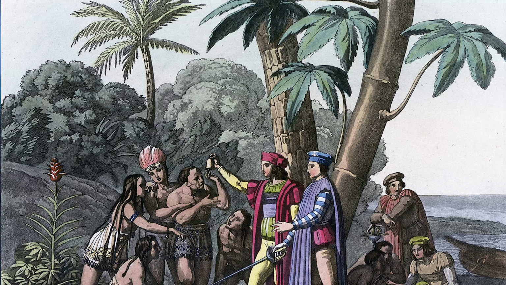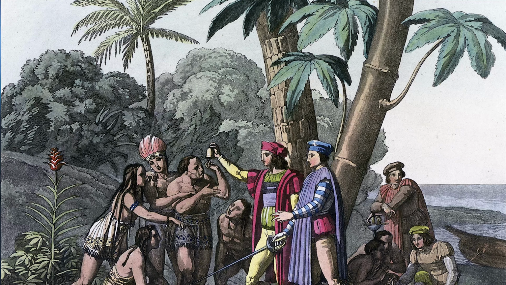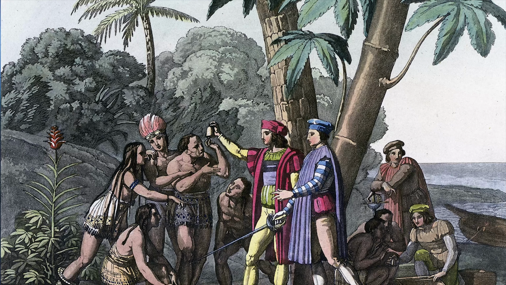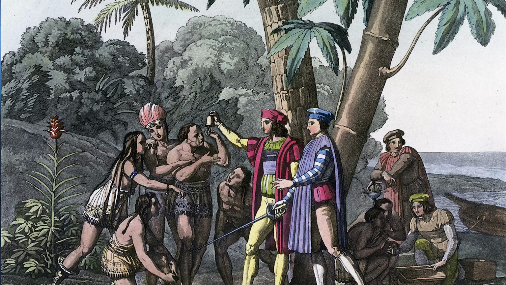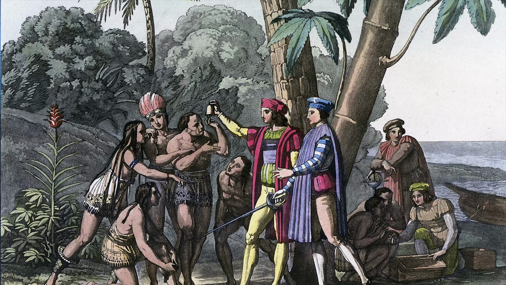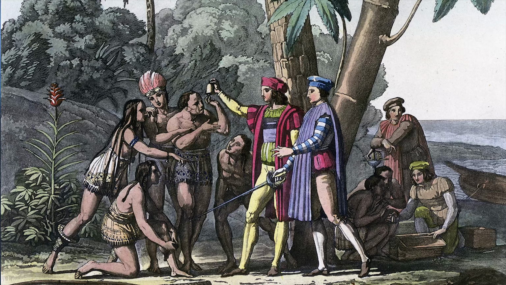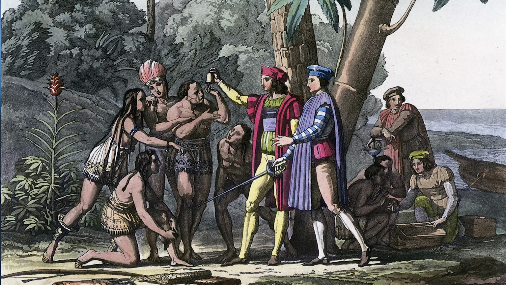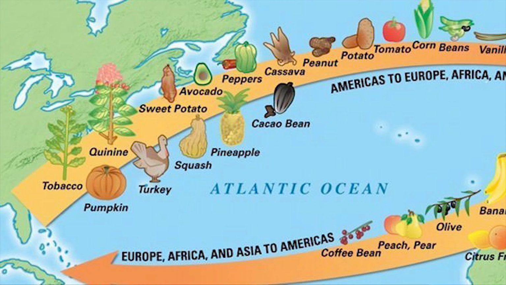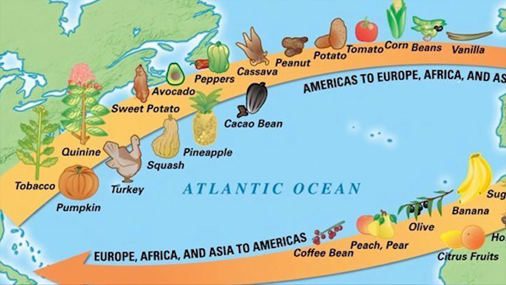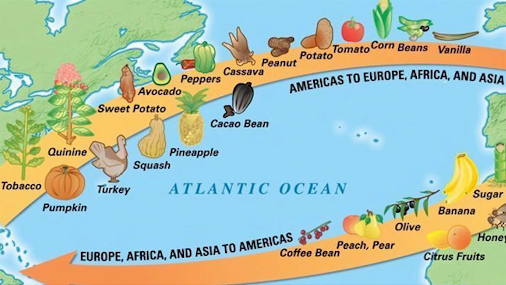So let's begin with the Columbian Exchange. This was when the Europeans first made contact with the Americas, and it resulted in a very quick diffusion and exchange of goods, ideas, diseases, crops, and animals between the Old and New World. Now, the effects that this exchange had on the Americas or the New World were pretty extreme.